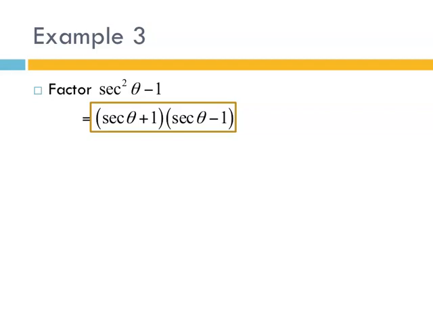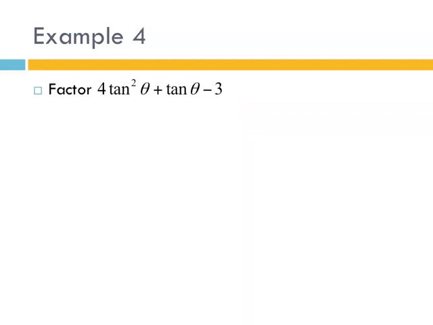Take a look at example 4. Factor 4 tangent squared plus tan minus 3. Now you'll notice here we've got 3 terms. So this looks like a good candidate for splitting the middle. Now if it helps you, you can feel free to, instead of writing tangent squared, write it in terms of just x squared, right? 4x squared plus x minus 3.